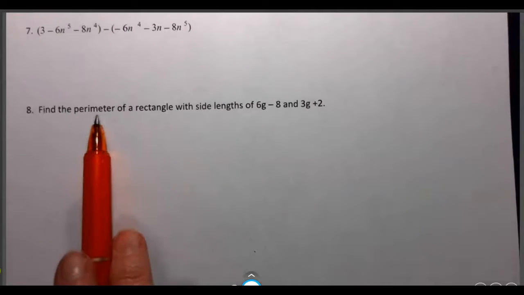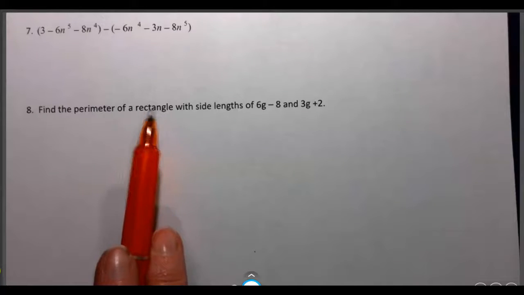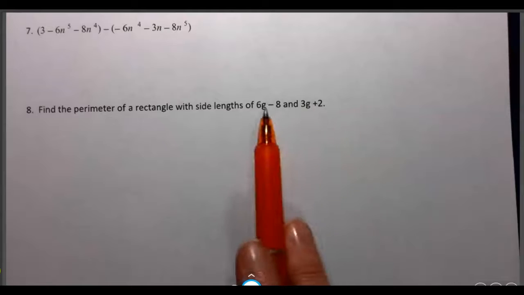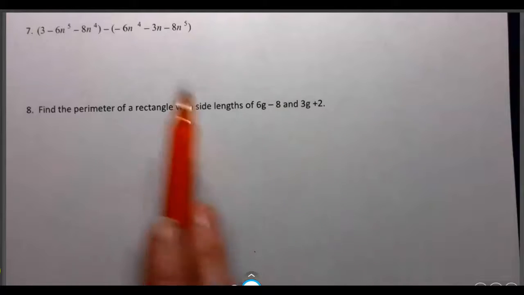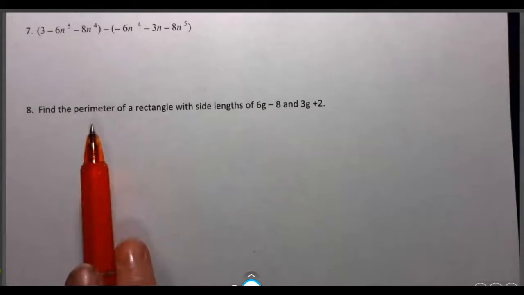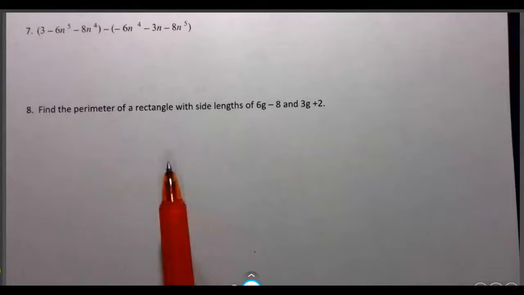Number 8, find the perimeter. Remember to find the perimeter, you're going to add all the sides of a rectangle. My recommendation, draw a rectangle, put these lengths on the sides, and if you're doing perimeter, you're going to add all the sides. So my recommendation is put it on all the sides. I'll leave that up to you.